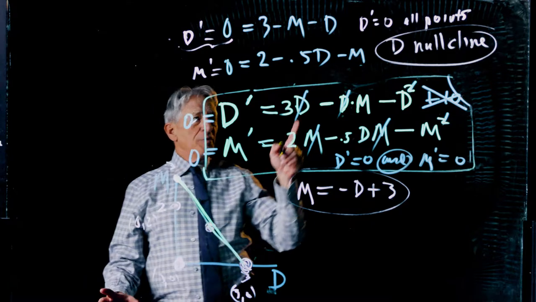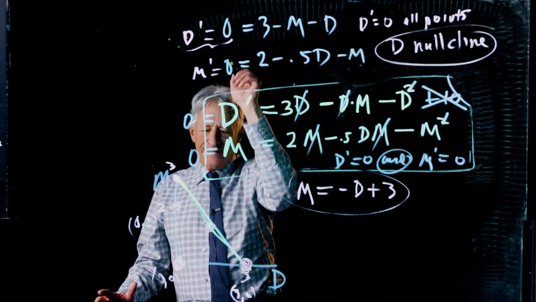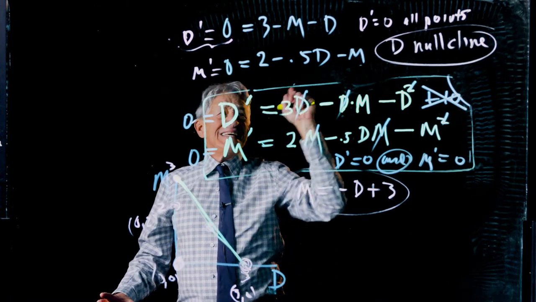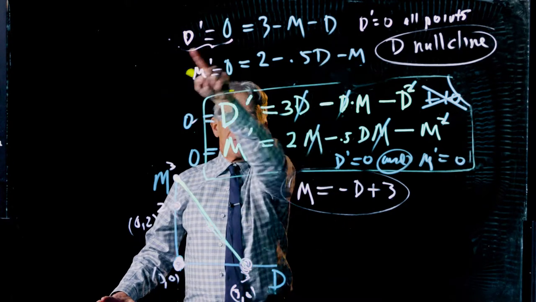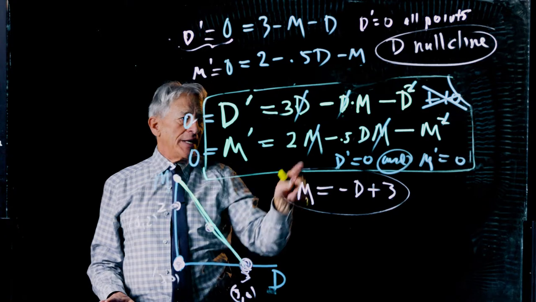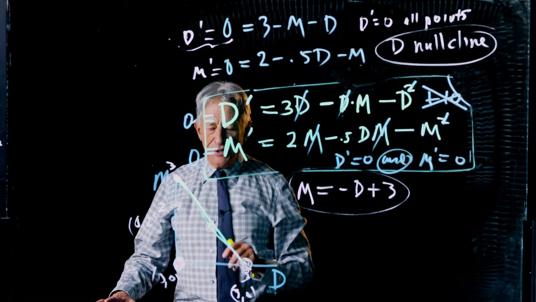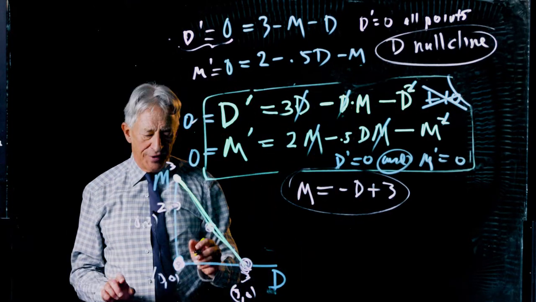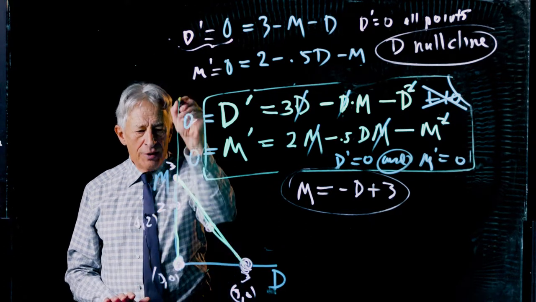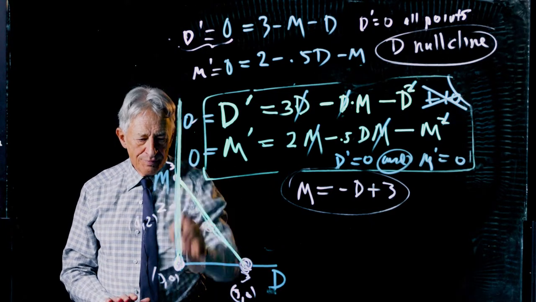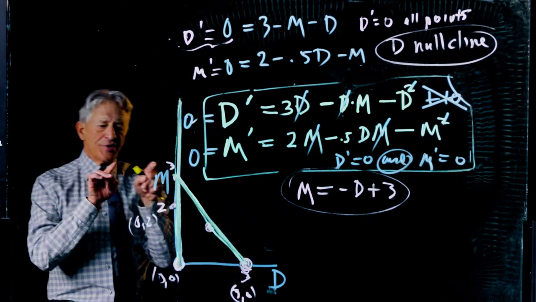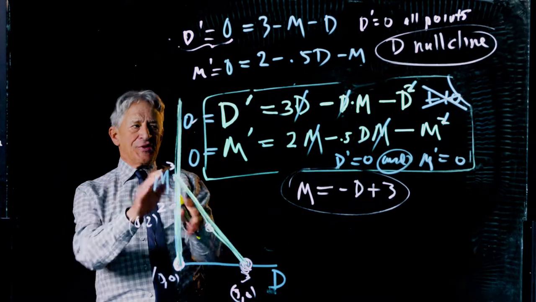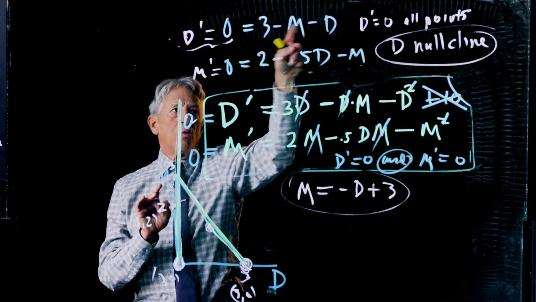Now, the other points for which d prime equals 0 are all of the points for which d equals 0. Remember, we got this by assuming d is not 0 and dividing by it. So if d equals 0, we know d prime equals 0. So any point at which d is 0 is also part of the d null cline. d equals 0 is this whole axis. So here, this object is the d null cline. It's the set of all points for which d prime equals 0.